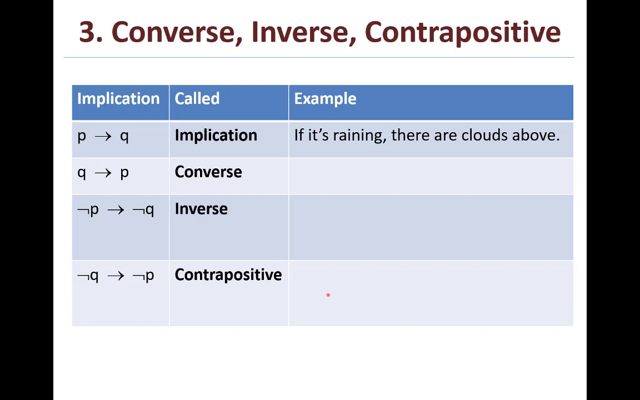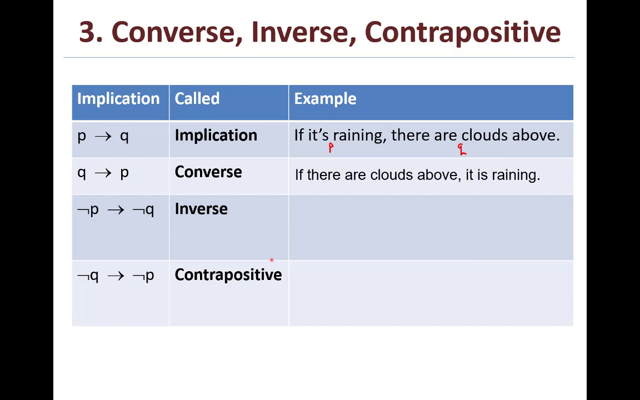Converse, inverse, contrapositive. These are very useful terms to know. So we start off with some implication. P implies Q. So there's our original statement. And for example, we might say, if it's raining, then there are clouds above. So it's raining is the P, and there are clouds above, that's my Q. The converse of that statement we get by just flipping around the P and the Q. If there are clouds above, it is raining.